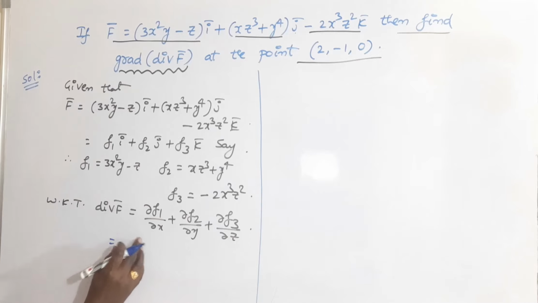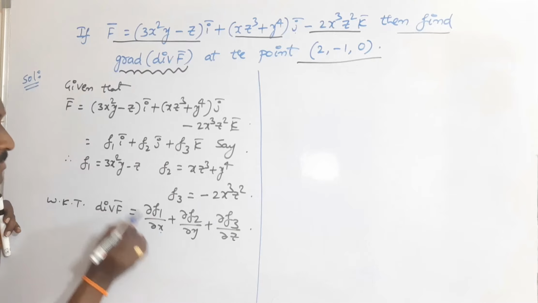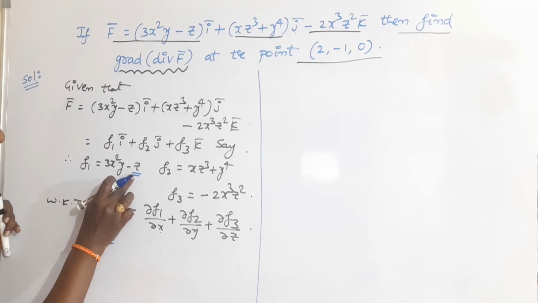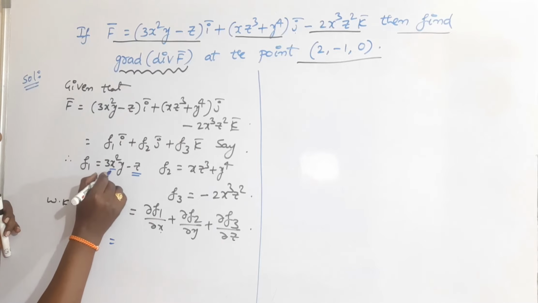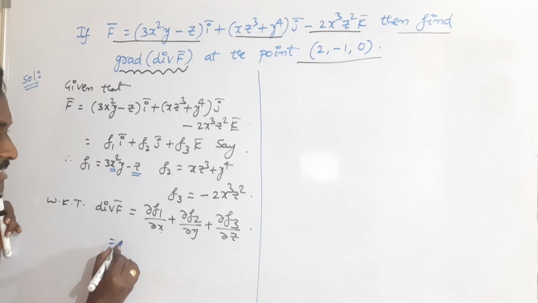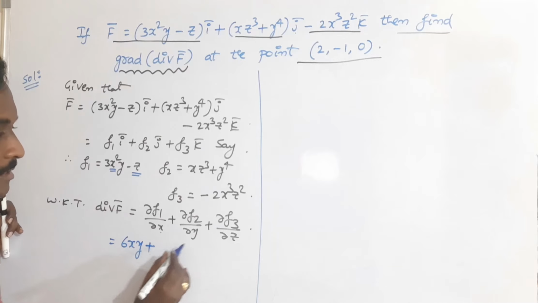See, what is dou f1 by dou x? Partial differentiation of f1 with respect to x. In this case, the second term z becomes constant, so its derivative with respect to x is 0, and the differentiation of x square with respect to x is only 2x. 2x into 3, 6, so 6xy. It would be 0 plus.